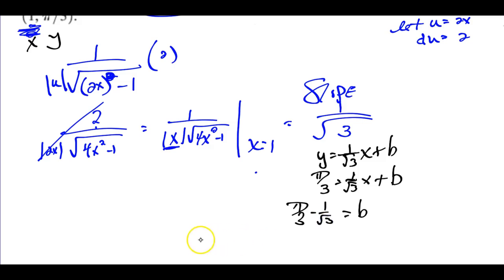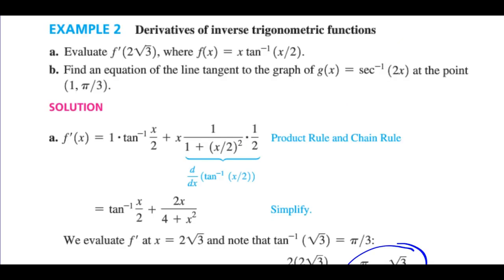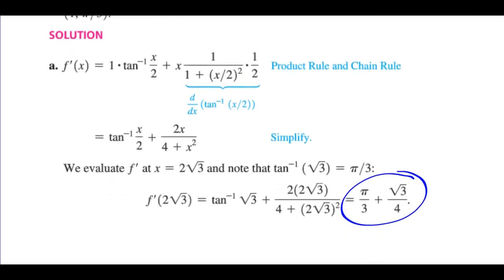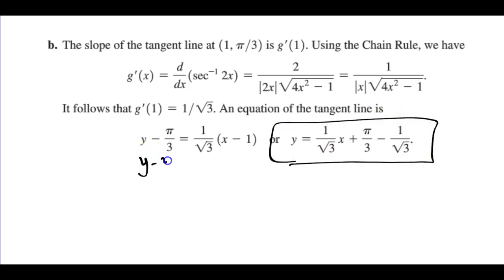So the final solution is y equals the slope, 1 over the square root of 3, x, plus this terrible b value, which I suppose you could change to a decimal, but I prefer exact answers unless they ask you to round. So let's see. There was part A. And yay, the author did the same thing, but of course they used the y minus y1 equals slope times x minus x1 definition. So that's the bulk of the lesson.